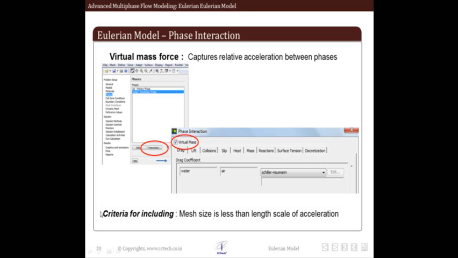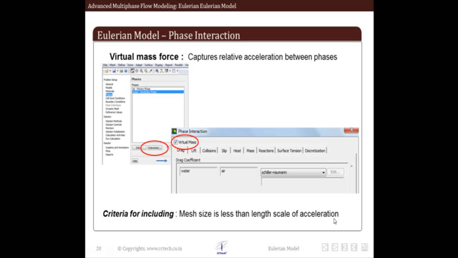The main thing to understand here is the criteria for including the virtual mass force. We include this when mesh size is less than the length scale of acceleration. We can have an estimate of the acceleration of phases and the mesh size, and if we see that the mesh size is comparable or less than the length scale of acceleration, we include this virtual mass force.